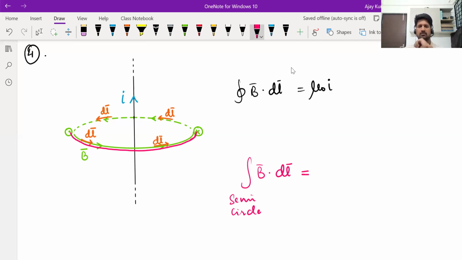Anugraha, on what basis did you say 0? Ampere's law, sir. Ampere's law is applicable for closed paths. The path given to you is not a closed path.